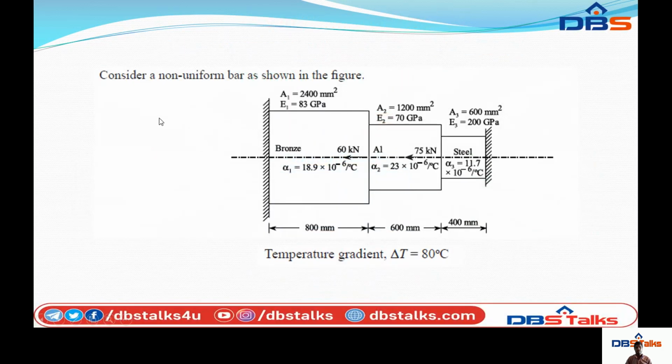First of all, in the previous class we did a problem on the non-uniform channel or stepped bar. Here all properties are given, that is, the areas, Young's modulus, and alpha 1, alpha 2, alpha 3. Those are the thermal diffusivity properties. Next, length 1, length 2, length 3.